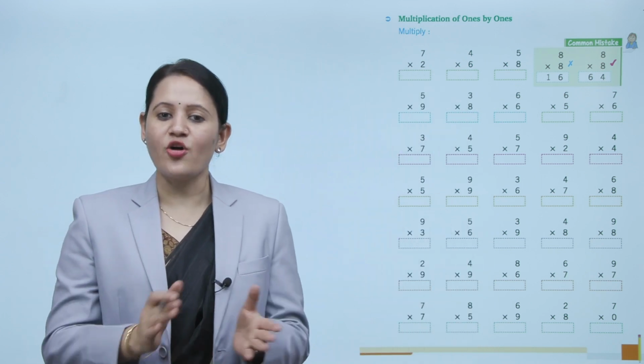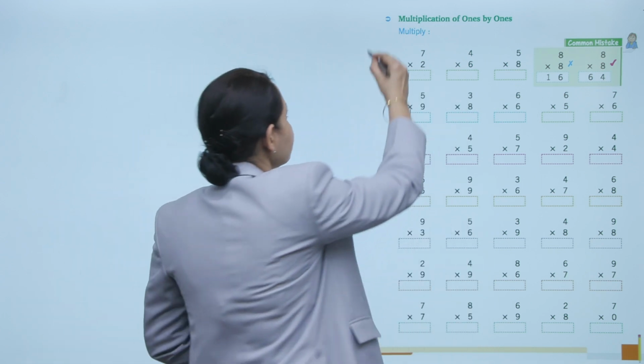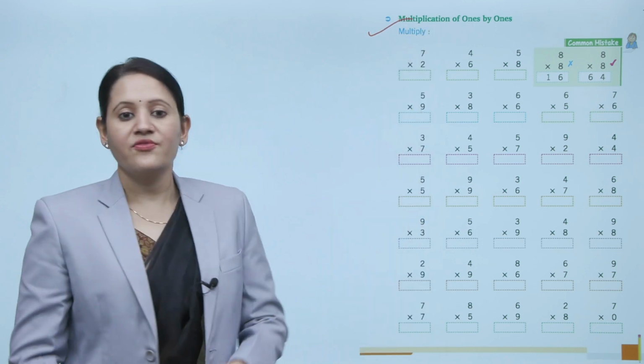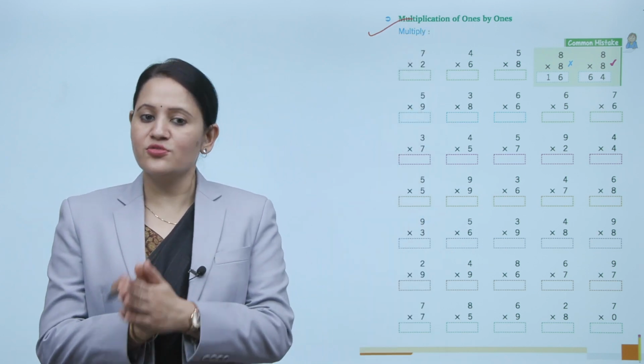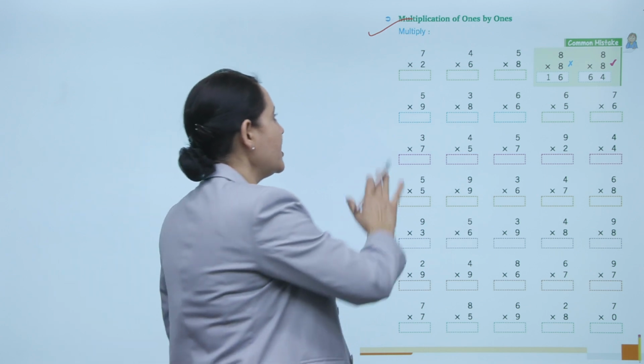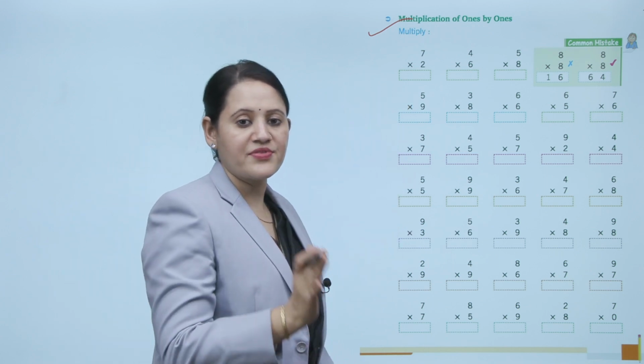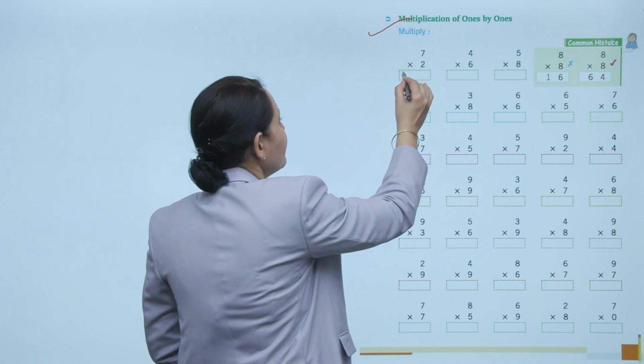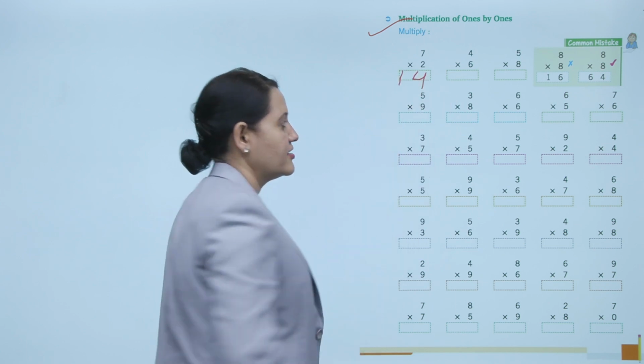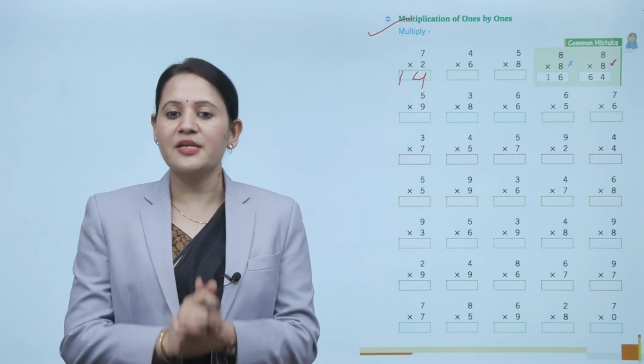Next, multiplication of ones by ones. We have to multiply 7 by 2. So we have to count the table of 7 2 times. 7 2s are 14. So this way we will multiply the numbers.